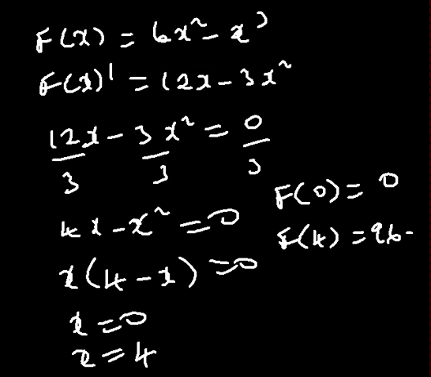96 minus, what is 4 to the power 3? That should be given as 64. So minus 64. So what do you think we should have? 32. And now this is the highest value. Therefore, this is a local maximum point. This is the local maximum value, and this is the local minimum value, like that.